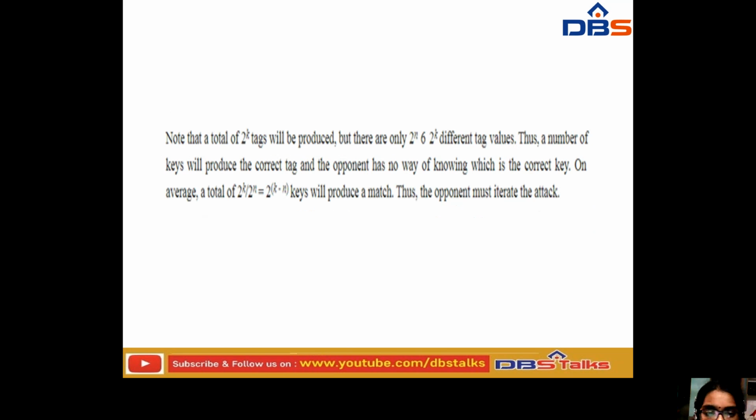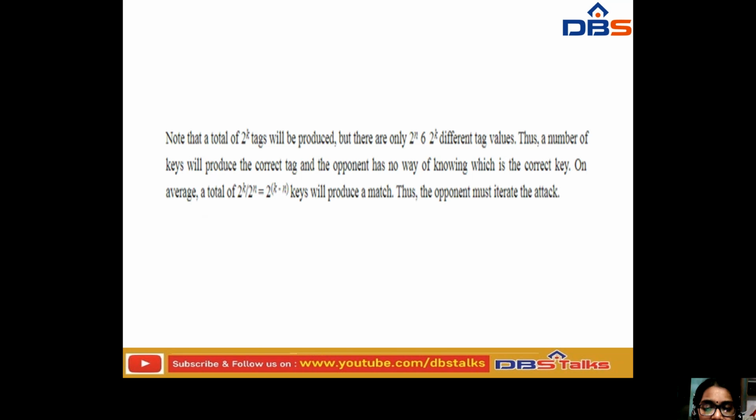From this we have to note that 2 power k tags will be produced, but there are only 2 power n different tag values, such that a number of keys will produce the correct tag, and the opponent has no way of knowing which is the correct key. On average, a total of 2 power k by 2 power n, that is 2 power k minus n keys, will be produced for a single message. Also we have to produce that many tags.